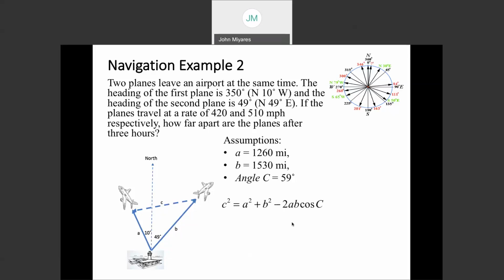We're looking to find out how far apart the planes are after 3 hours. So we're going to try to find the length of the segment marked as side C. We'll pull out our law of cosines and plug in what we know. We've got some pretty big numbers here, but again, with our graphing calculators, we can enter that expression on the right-hand side of the equal sign exactly as it's shown on the screen, and that will get you directly to the value of c squared being 1,942,719.2.